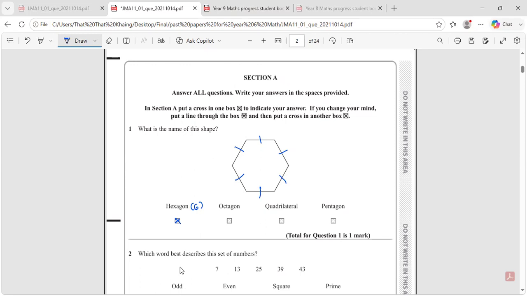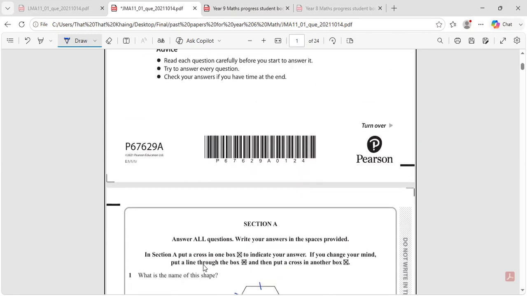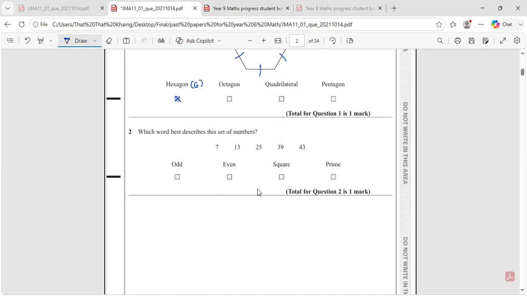Okay, for number two. Which word best describes this set of numbers? 7, 13, 25, 39, 43. Odd number, even number, square, prime. Look at odd. The numbers end in 7, 3, 5, 9, 3. So odd number. Actually, this one is odd number.